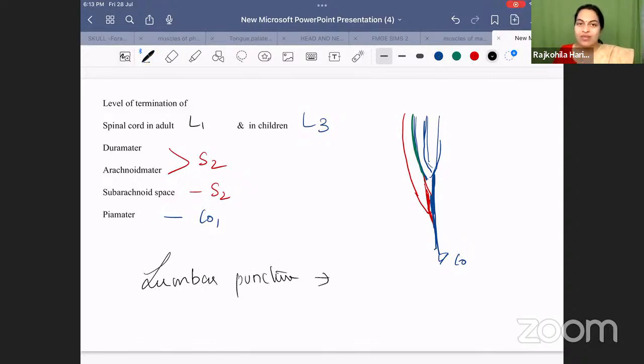And you can tell me, what is the common site to introduce a needle to withdraw CSF from the subarachnoid space, which you call a lumbar puncture? L3 to L4, well below the termination of the spinal cord. So these are the important landmarks you're expected to know.